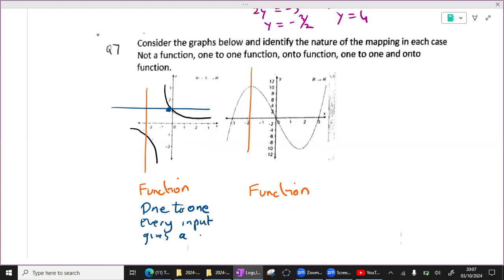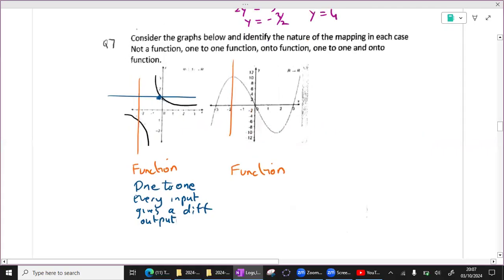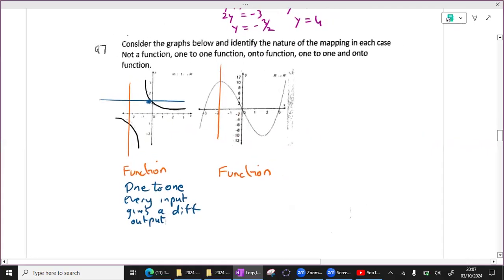And why is that? It's because every input gives a different output. Now, what about whether it's surjective or not? Is it onto or not? I suppose it does touch the graph once, but we have to consider whether the range is equal to the codomain. Now, the codomain is all the possible y values.